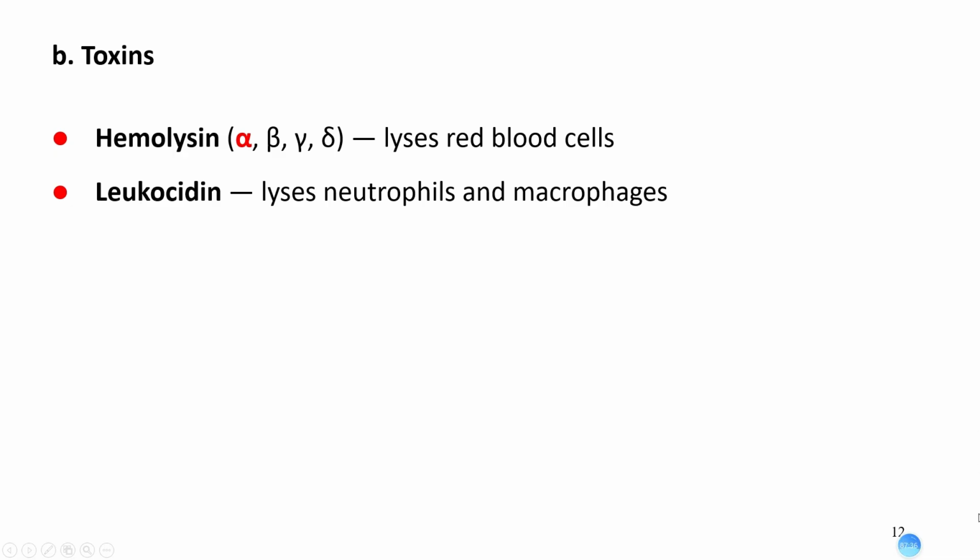The second toxin is the leukocidin. Those are the toxins which lyse neutrophils and macrophages. So this bacteria is weaponized with tools to fight against these immune cells, neutrophils and macrophages. Both of them are phagocytes, which are able to engulf the bacteria and kill them intracellularly.